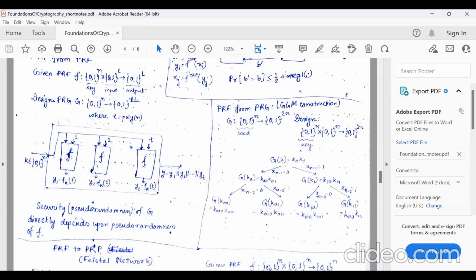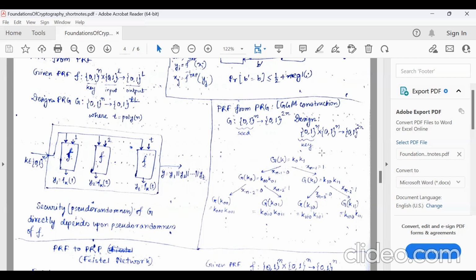Okay, so the construction goes on as follows. You first compute G of K. G is the PRG and K is the seed. So you compute G of K to get a 2n length bit output. The first half, which has n bit length, is denoted as K0, and the second half is denoted as K1.